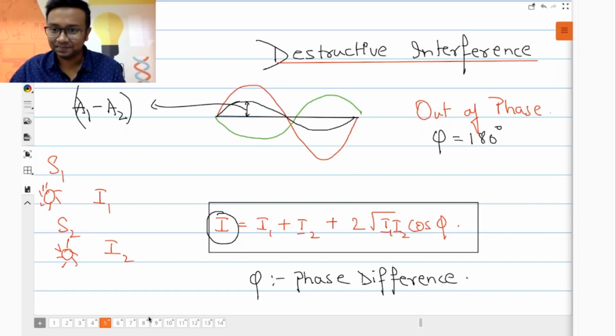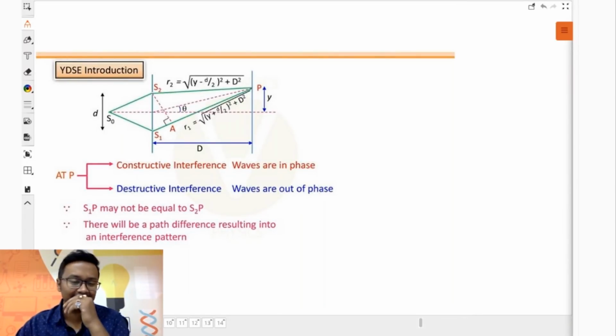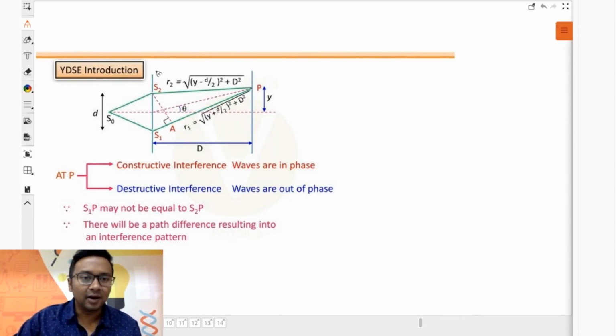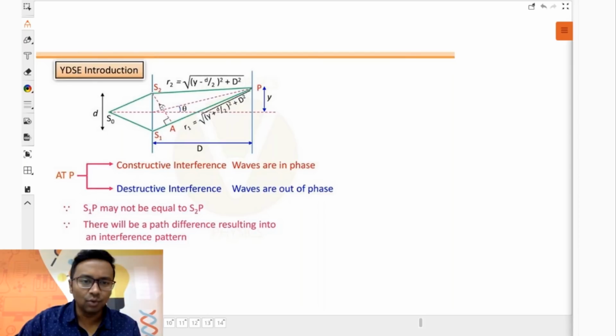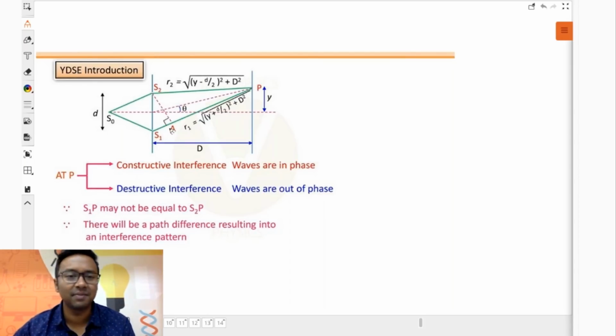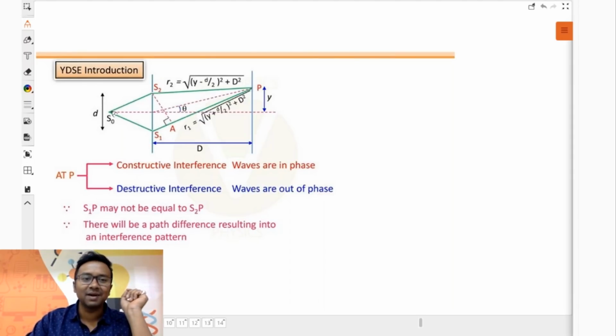So we can go ahead and look at one of the very basic problems of Young's double slit experiment. Clear? How does the setup look like? Setup is something like this. We have got a screen in which I've made two holes, which are my S1 and S2, and both these holes are illuminated by a light. That is your S0.